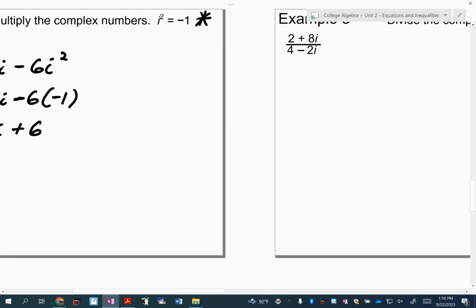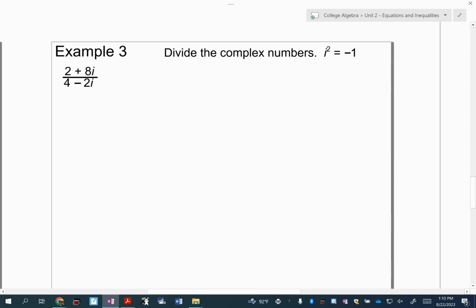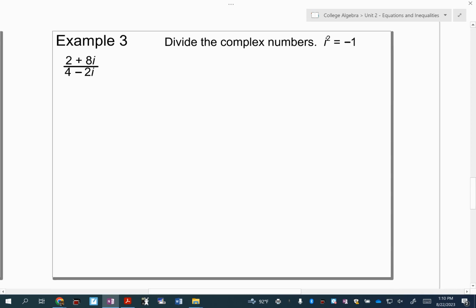All right, now division. Division is going to feel a lot more complicated, but it actually is exactly what we just did with multiplication, except you have two instances of multiplication to do.